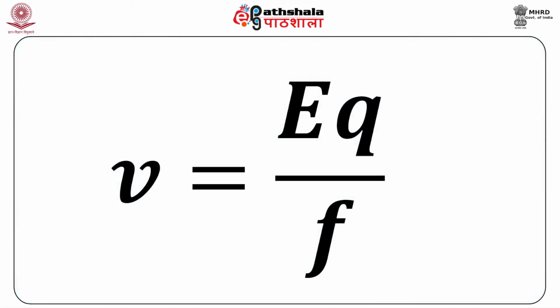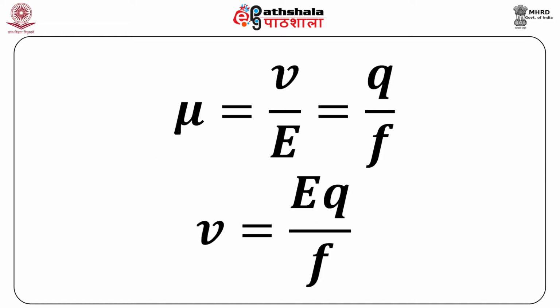When placed in an electric field, any charged ion or molecule migrates, and the movement of the charged molecule with velocity v is therefore given by the equation v is equal to EQ divided by F, where v is the velocity of migration of the molecule, E is the electric field in volts per centimeter, Q is the net electrical charge on the molecule, and F is the frictional coefficient.